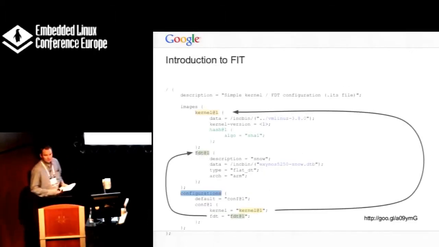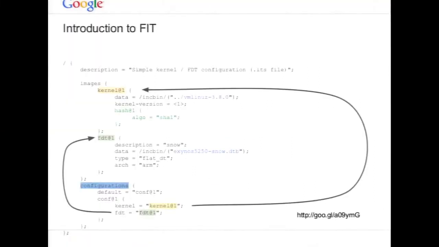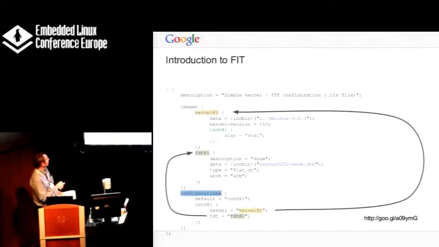So since you don't know what FIT is, this is what FIT is. Think of it essentially as a device tree which contains images inside it. If you look up here, we've got a kernel image, we have an FDT, a device tree image. Here's the kernel binary, here's the device tree binary, we have some metadata and so on. The kernel is being hashed with the SHA-1 algorithm, and the hash will end up in that place there. And down the bottom we have a list of configurations. Here's a configuration that boots kernel 1 and FDT 1.